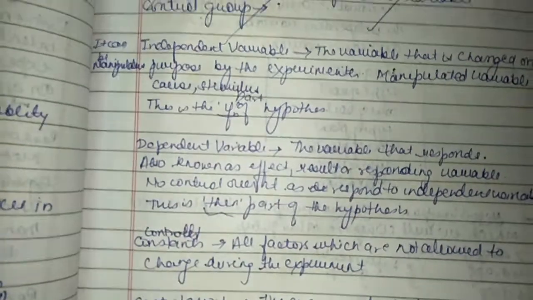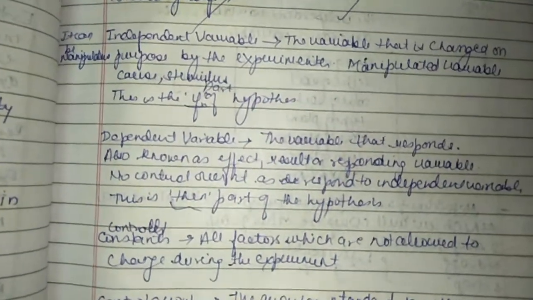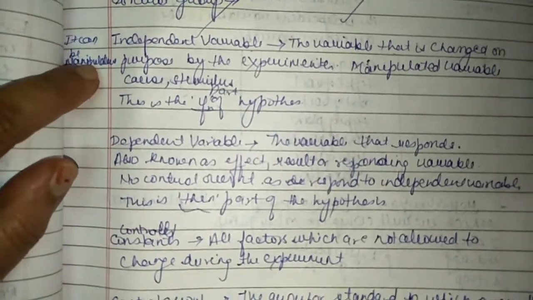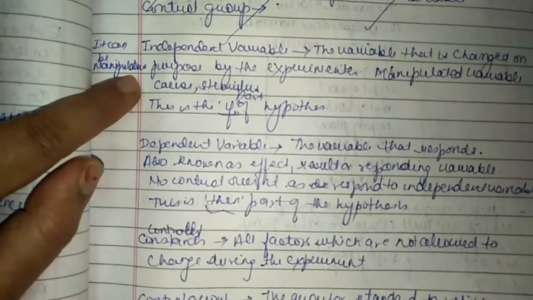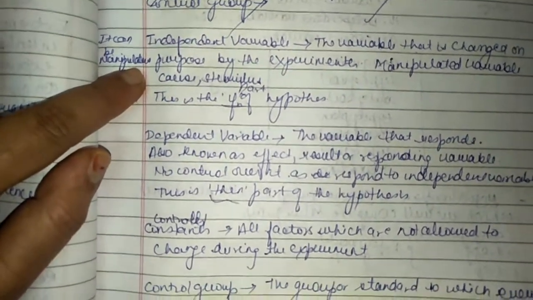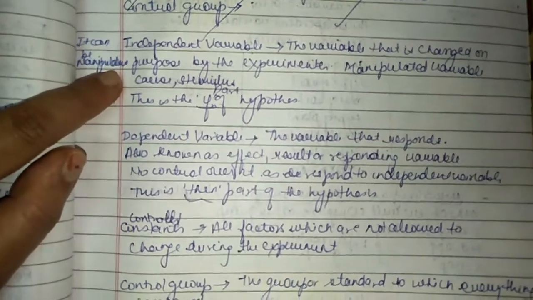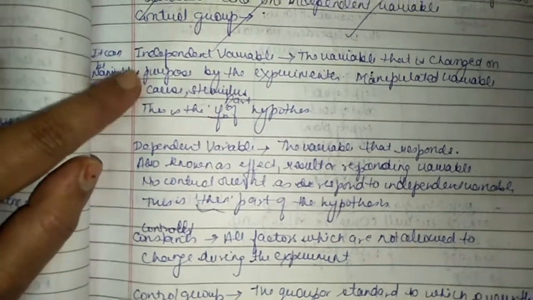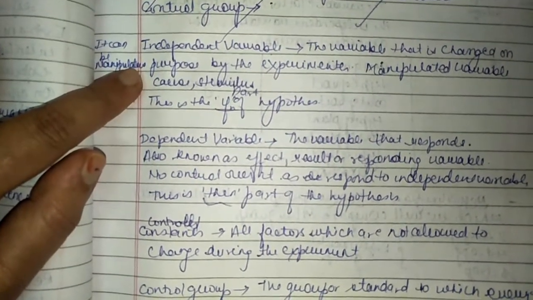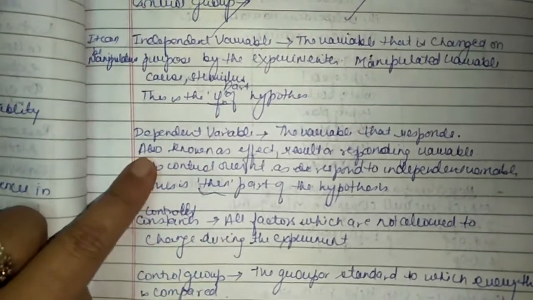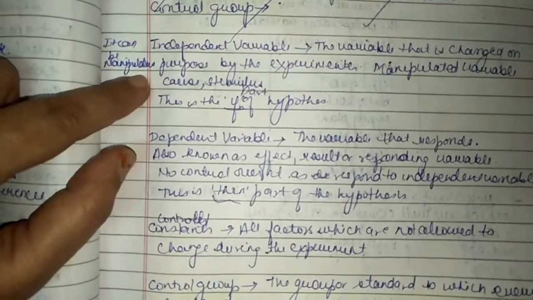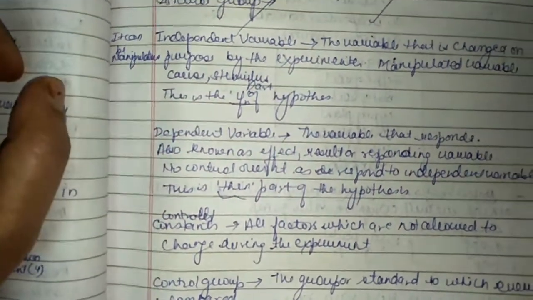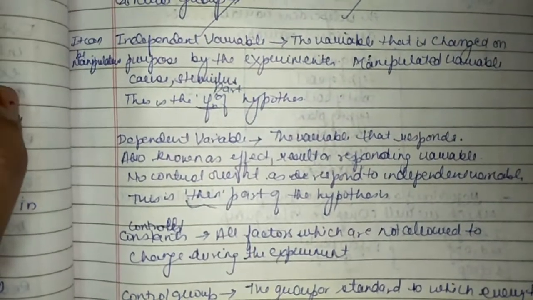Firstly, let's define what these concepts are. Let's understand what these concepts are. When you talk of independent variable, these are the variables which are being controlled by an experimenter. He can control these variables so as to study the effect of these on the dependent variable. Whenever a hypothesis is being formed, in that hypothesis, the if part states the independent variable.